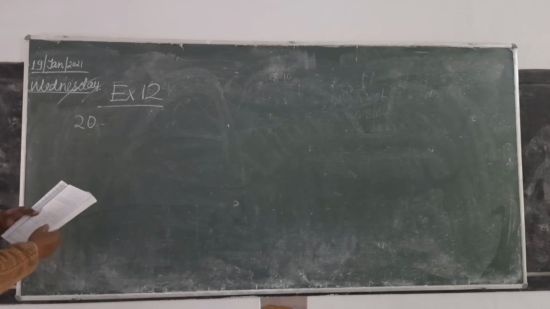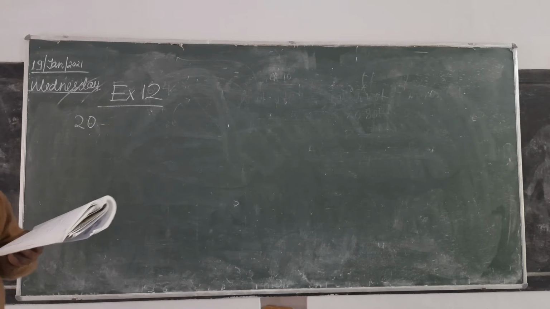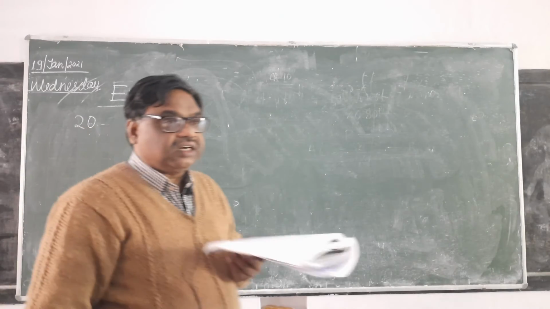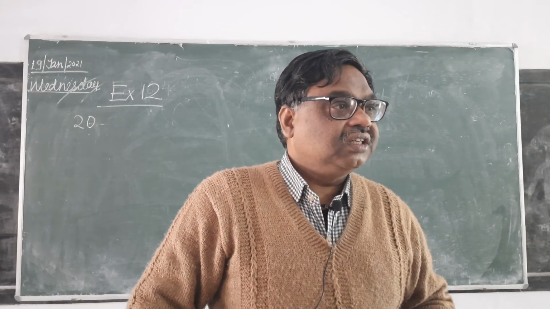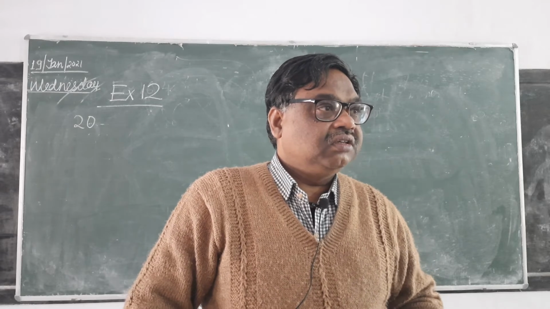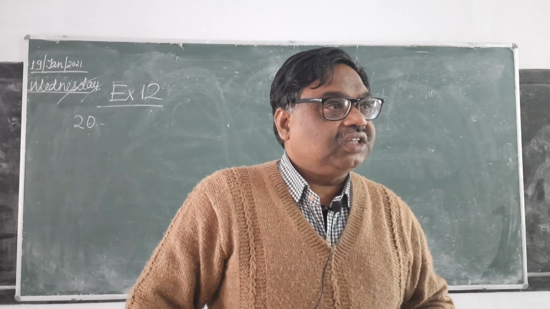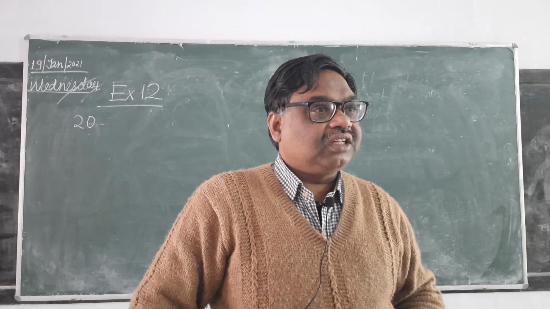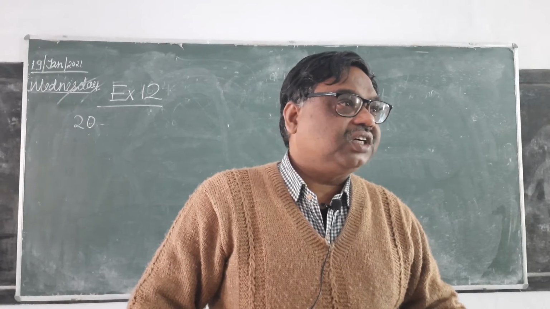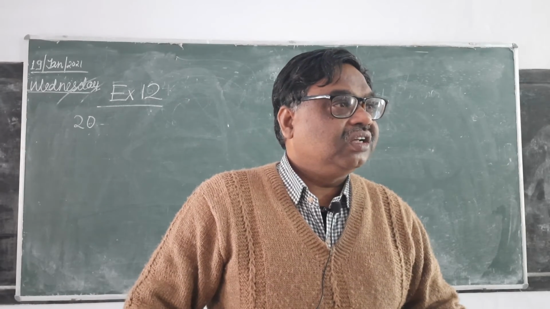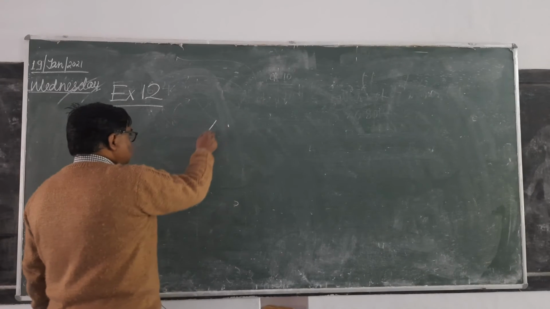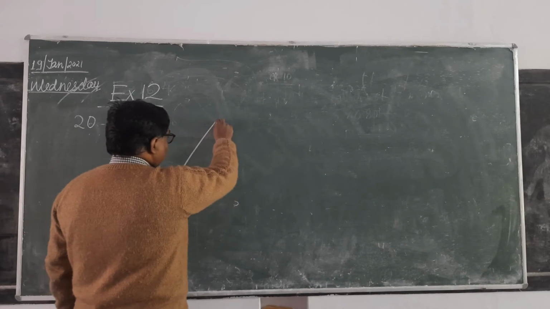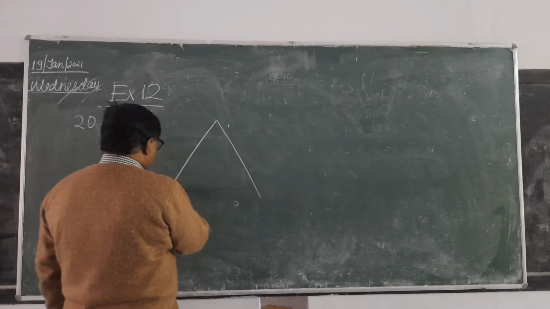Question number 20. AD is perpendicular to the side BC of an equilateral triangle. What do you mean by equilateral triangle? All three sides are equal, or none of the two sides are unequal, and each angle is equal to 60 degrees. It is clear? This is an equilateral triangle.